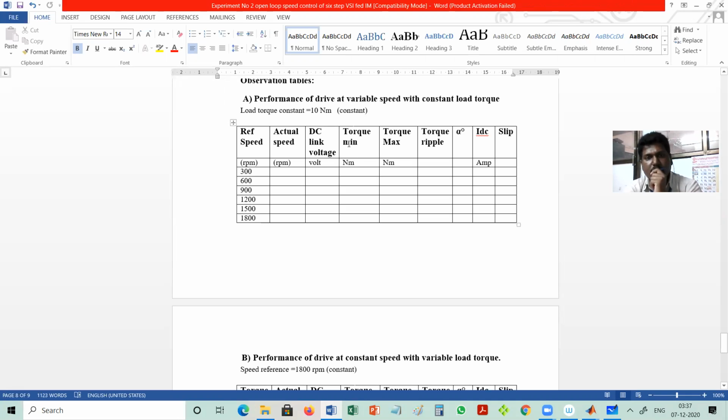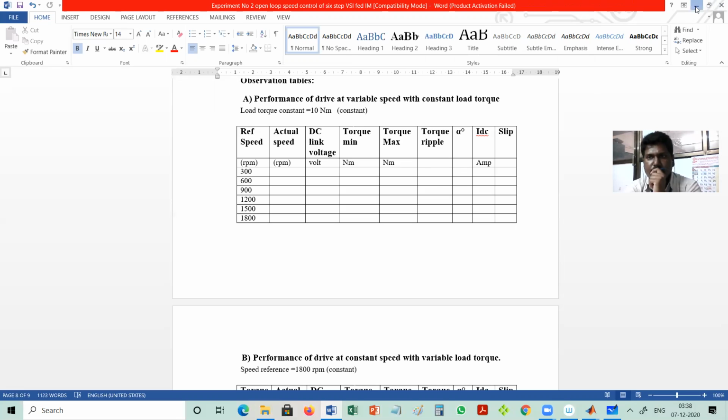What is the minimum value of torque, what is the maximum value of torque? Calculate the torque ripple based on those values. Then what is the firing angle, then what is the DC link voltage, DC link current, and what is the value of slip, you have to calculate it.